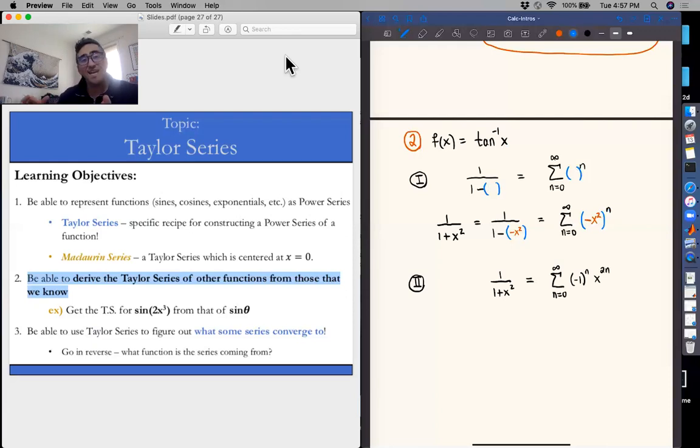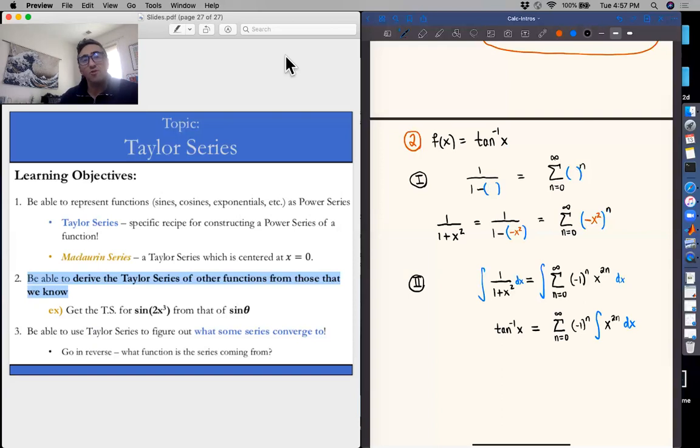And what we can do to get the arctangent is integrate both sides, because the integral of that left-hand side is just our arctangent function. And whatever's on that right-hand side is now the arctangent's power series or Taylor series representation. That integral is only going to affect stuff that has x dependence. So it passes by the summation, it passes by that (-1)^n, and it's just going to affect the x to the power of 2n.